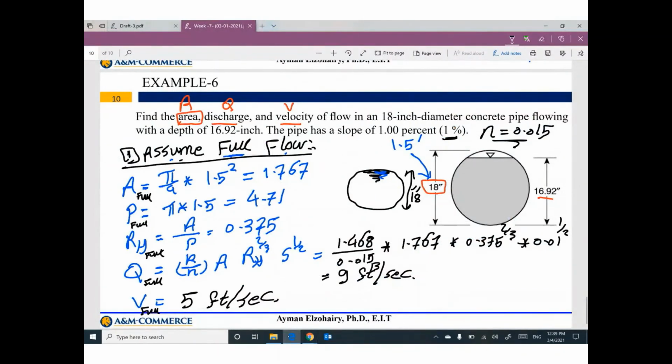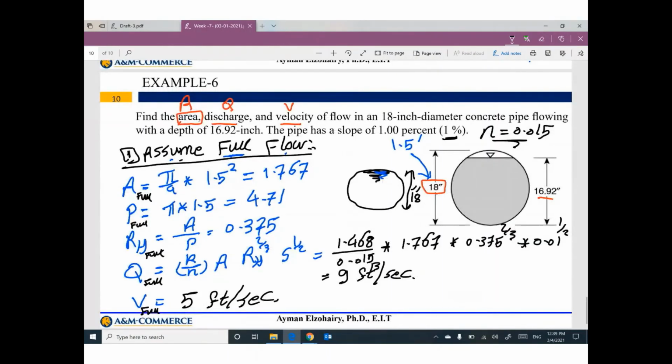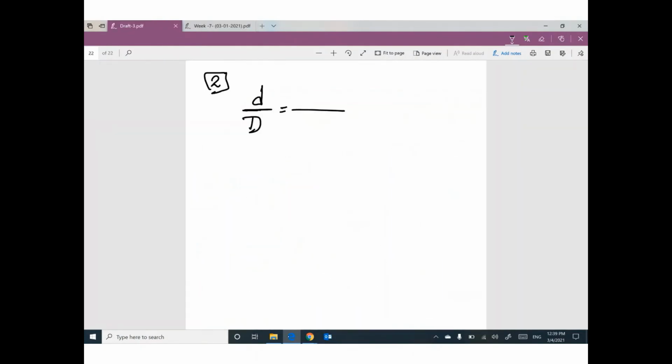Okay, let's go to the second step. We don't have full flow, we have partial flow. So what is the ratio, or what is the fraction, the water depth 16.92 divided by the diameter, which is 18 inch? What is the value? 0.94.